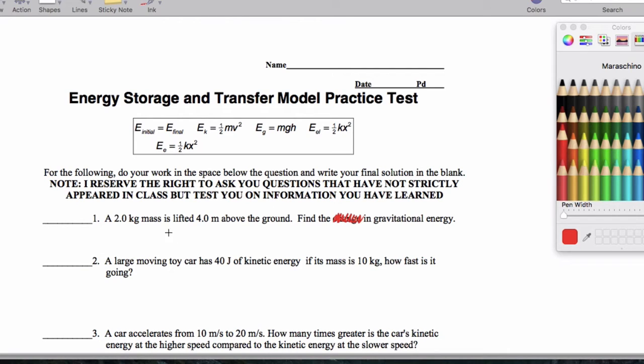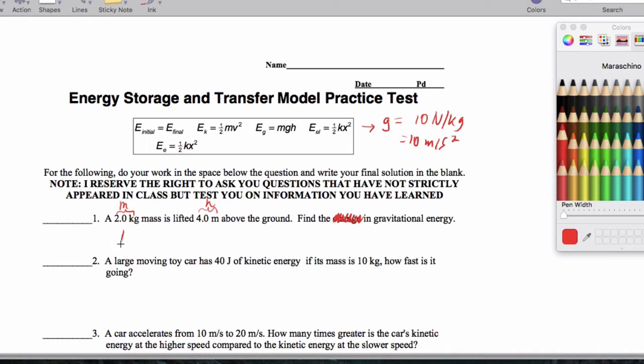So things that are really good to know, you've got to get your units learned. When I say 2.0 kilograms, you should immediately think letter M for mass. 4.0 meters, you should immediately think H for height. One number I'm going to give you is G, which is 10 newtons per kilogram, and that's the same as 10 meters per second squared. So I'll actually give you that constant on the test.